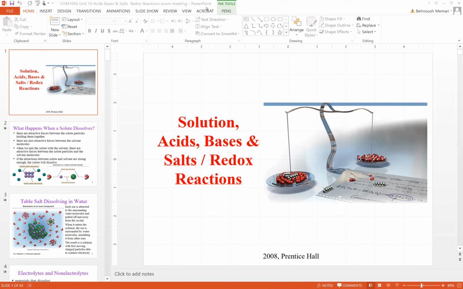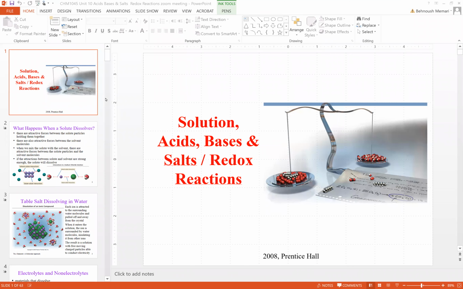Unit 10 would cover solutions and different types of reactions, including acid-base, precipitation reaction, and some redox reaction. We start with the solution.